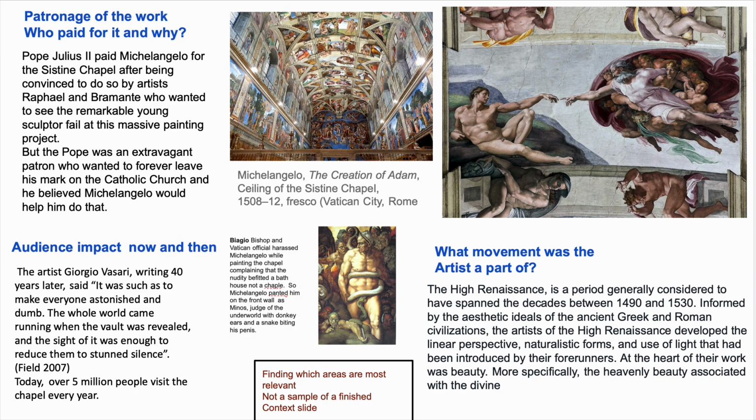But so this bishop, Biagio, a bishop and a Vatican official, harassed Michelangelo while he was painting the chapel, and he complained that the nudity was more befitting a bathhouse, not a chapel. And so Michelangelo painted him, I see typos, forgive me, on the front wall of the chapel as Minos, I think it's pronounced, which is the judge of the underworld, basically hell. And he painted him with donkey ears and a snake biting his penis because he was so freaked out about the nudity.